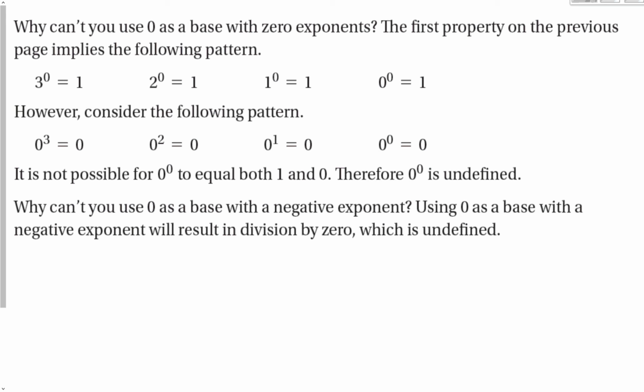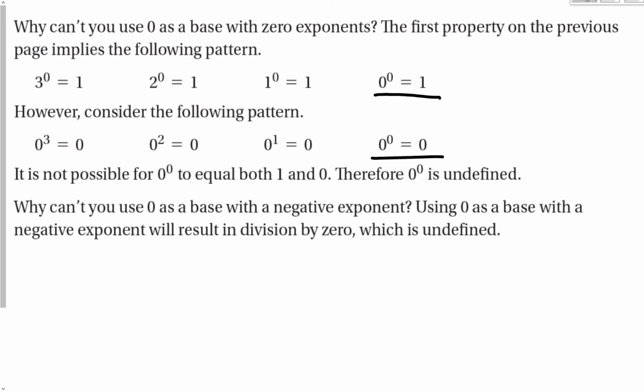Why can't we use 0 as the base with exponents? So the first property on the previous page implies the following pattern. If you raise 3 to the 0 power, you'd get 1. 2 to the 0 power, you get 1. 1 to the 0 power, you get 1, which means that anything to the 0 power gets 1, except that is kind of weird. So we can't really say anything to the 0 power is 1, because 0 to the third power is 0, because 0 times 0 times 0 is 0. 0 squared is 0. 0 to the first power is 0. So that means that 0 to the 0 power is probably also 0.